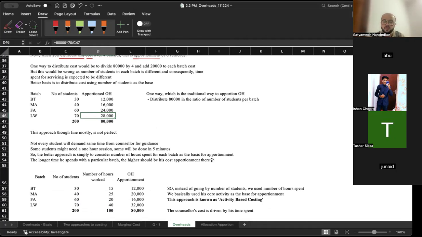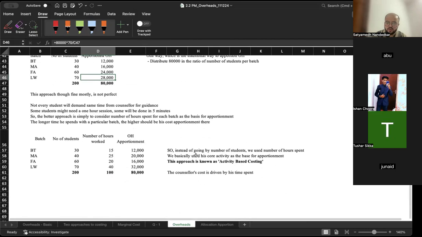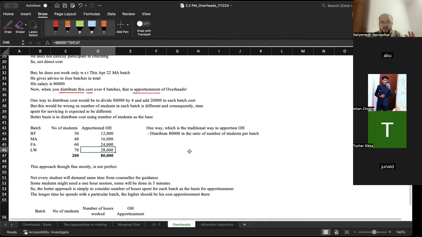So a better approach is to consider the number of hours spent in each batch and then divide the cost accordingly. This approach that we are going to study later is known as activity based costing. This is our next chapter. But right now, what you need to understand is that distributing the total amount of overheads in the ratio of the number of students is a better way of distributing the cost.